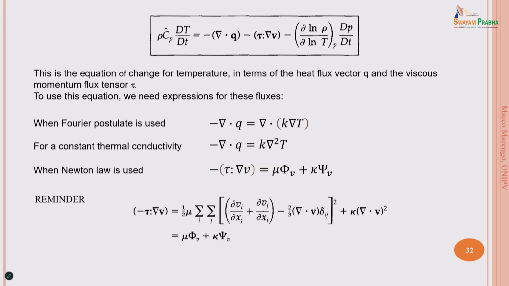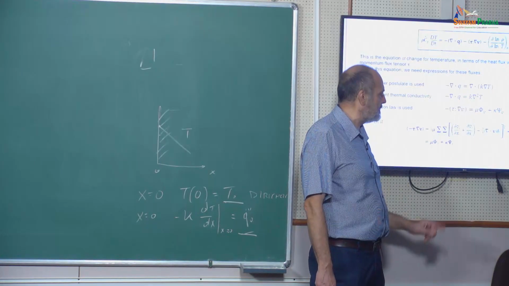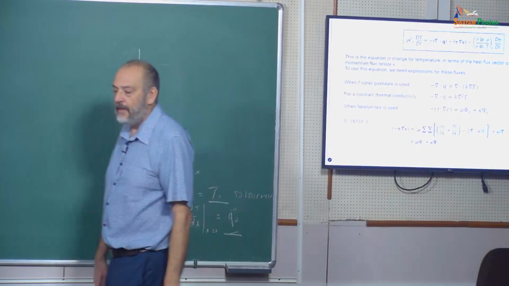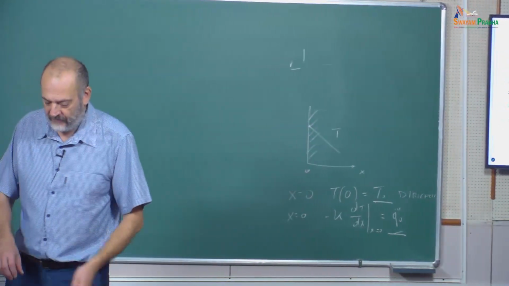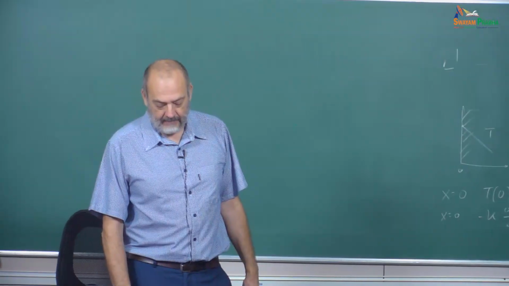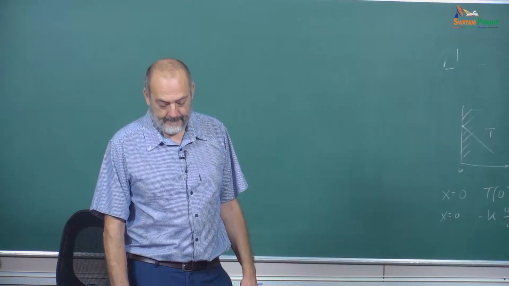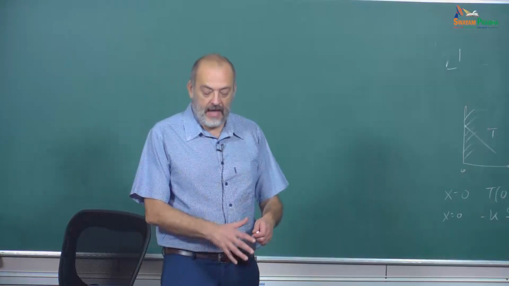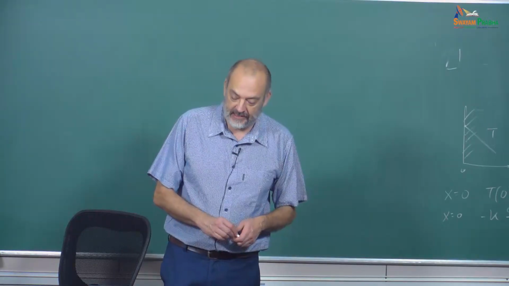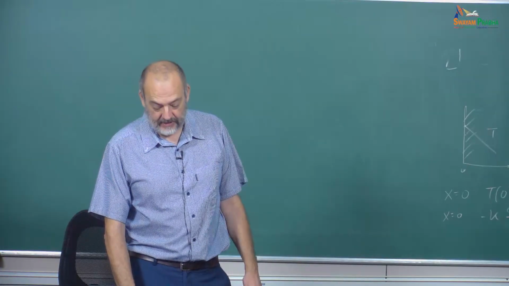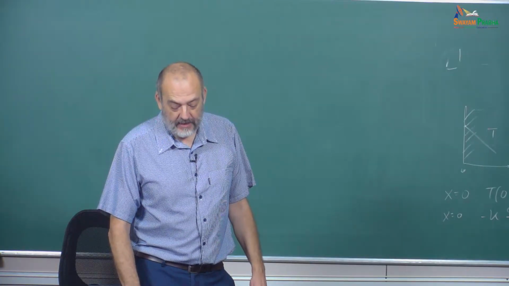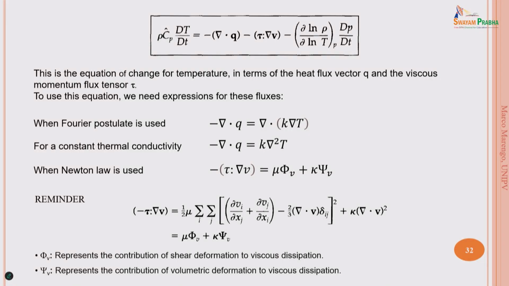Of course, we are considering a compressible fluid here, because the divergence of velocity is still a number, it's not zero. Okay, and so we can write this term with the shear stresses in this nice form, mu phi v plus k psi v, where phi v now represents the contribution of the shear deformation due to the viscous dissipation, and the other one is the volumetric deformation.